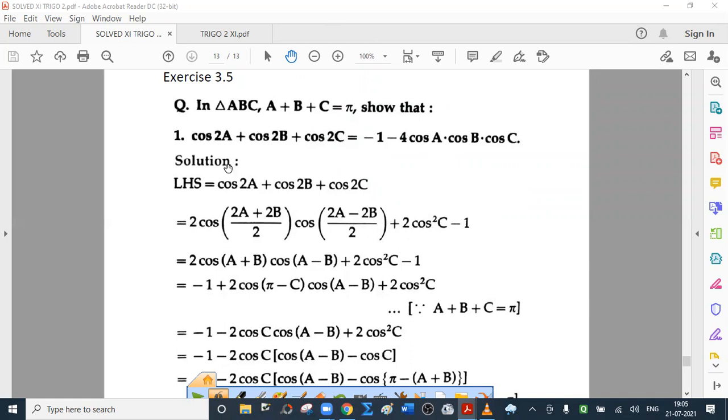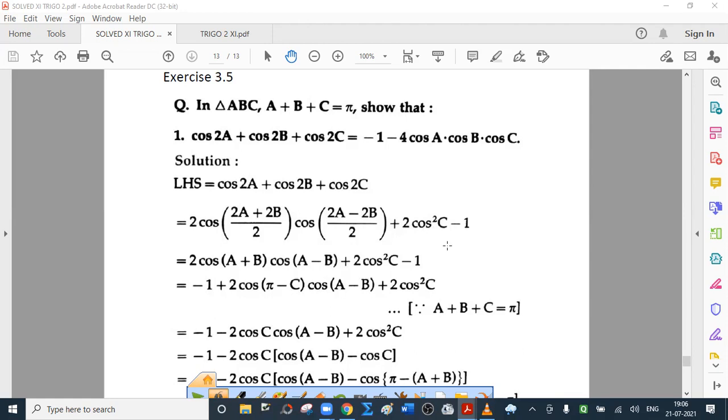Show that. First part. We begin with LHS, cos 2A plus cos 2B plus cos 2C. Now, what is cos 2A plus cos 2B? Cos C plus cos D is 2 cos of C plus D upon 2 into cos of C minus D upon 2. Note that in the answer, that is on the right hand side, we need minus 1, and therefore cos 2 theta is 2 cos square theta minus 1.